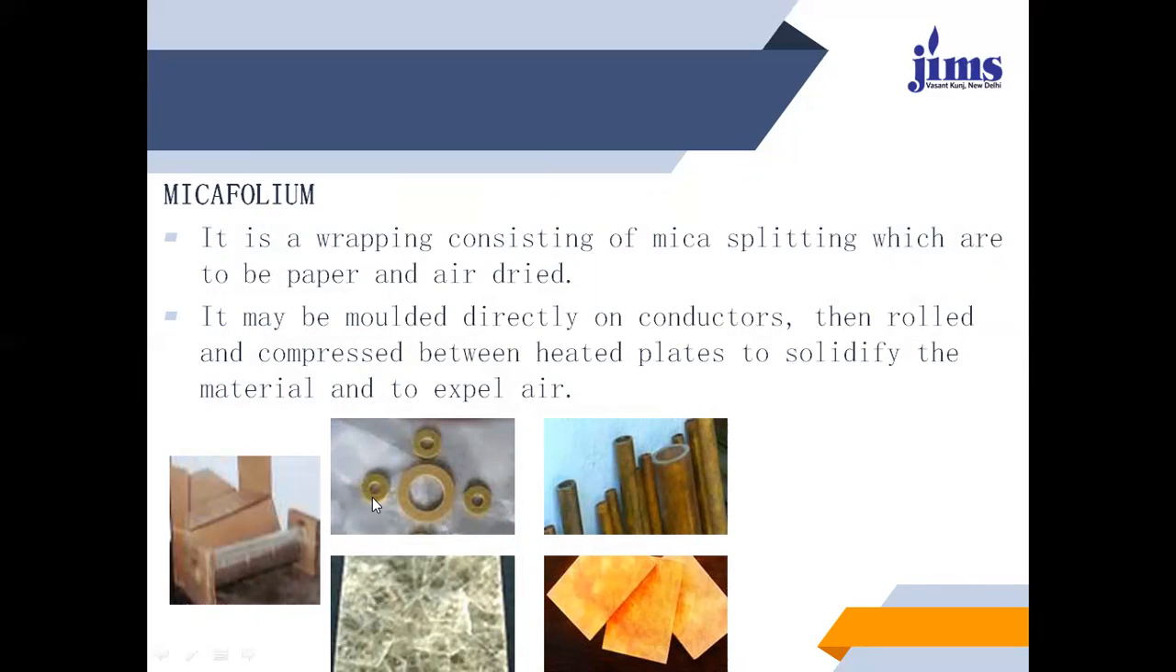As we know, mica is available in different colors and shapes. Similarly, mica folium is available, but the difference between mica folium and mica is that the mica sheet will be wrapped over the device, but the mica folium will be wrapped over a component which we have to make work as an insulation. Then we heat the plates so that the mica folium solidifies and expels all the air between the insulation and the components.